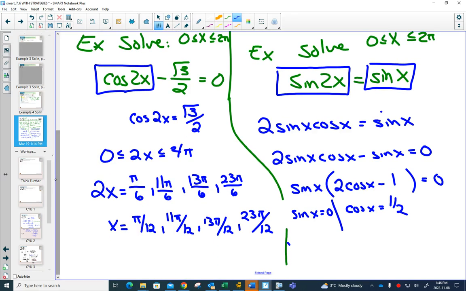So when is sine equal to 0? 0, pi, and 2 pi. When is cos equal to a half? Pi over 3 family in quadrant 1 and quadrant 4. Double check your domain. It includes 0 and 2 pi, so I can keep all of my answers.